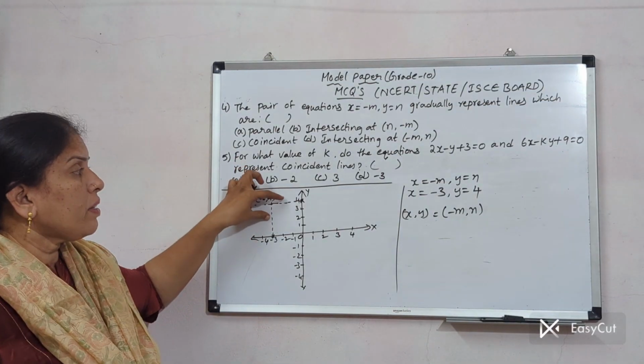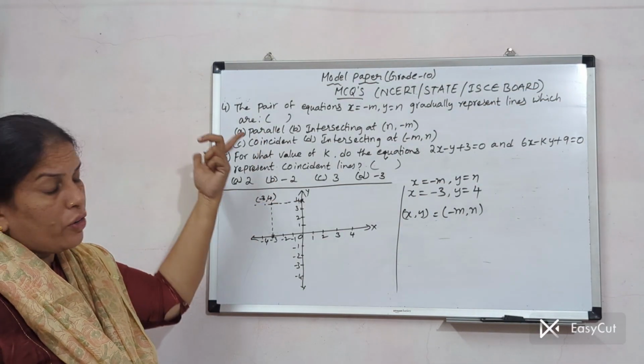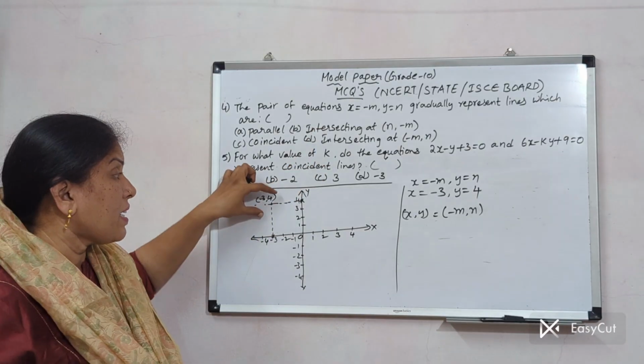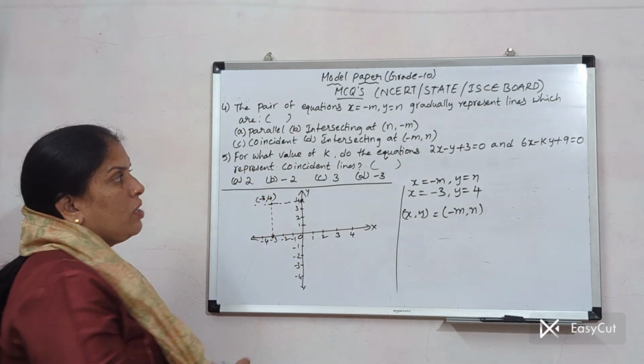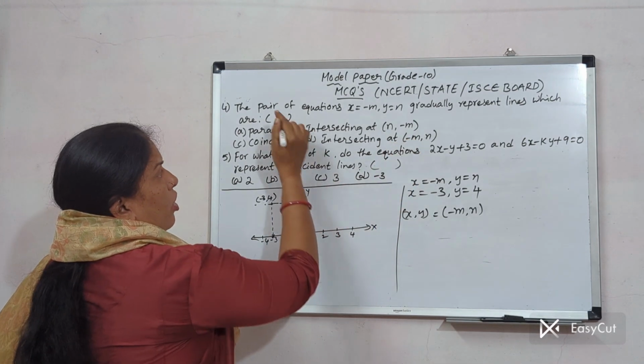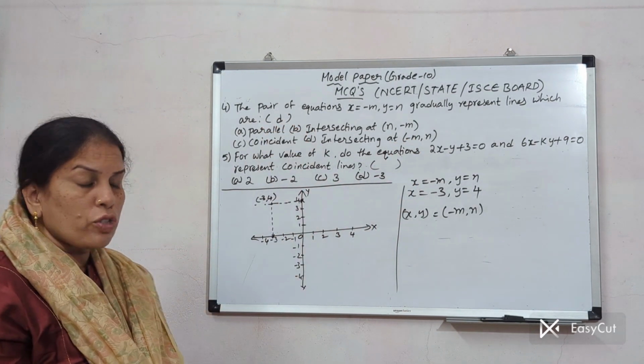How will the lines be? Are they parallel? No. They are intersecting lines. They are meeting at a point. What is that point called? Minus m and n. So which option is correct? D option is correct. All of you understood now?